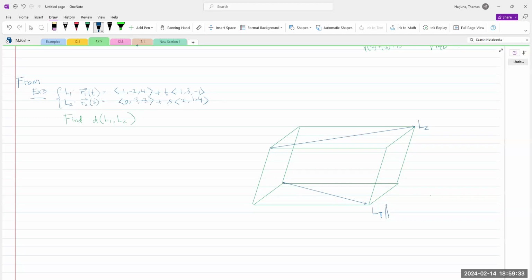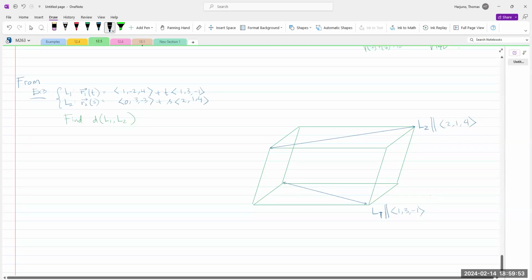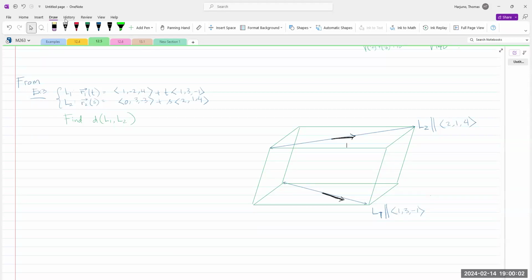L1 is parallel to the direction vector 1, 3, -1, and L2 is parallel to the direction vector 2, 1, 4. Notice that those two vectors are on the planes, but they are coordinate free, right? So let's depict those vectors. Let's say the v1 looks like this, and then v2 looks like this, which what I plan to do is I will find the vector normal to those two.